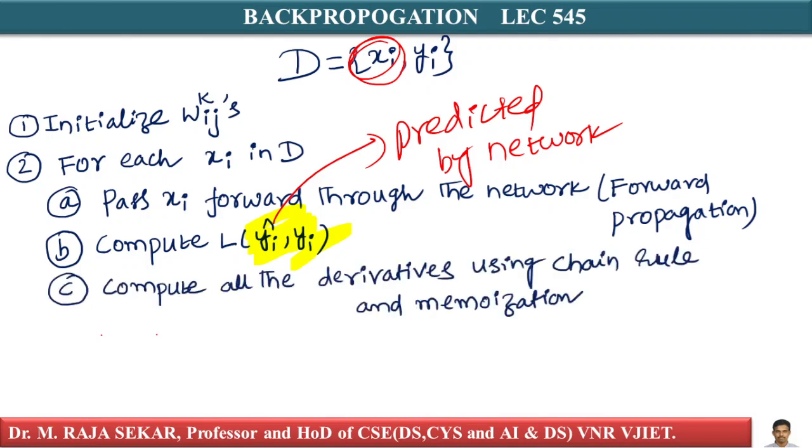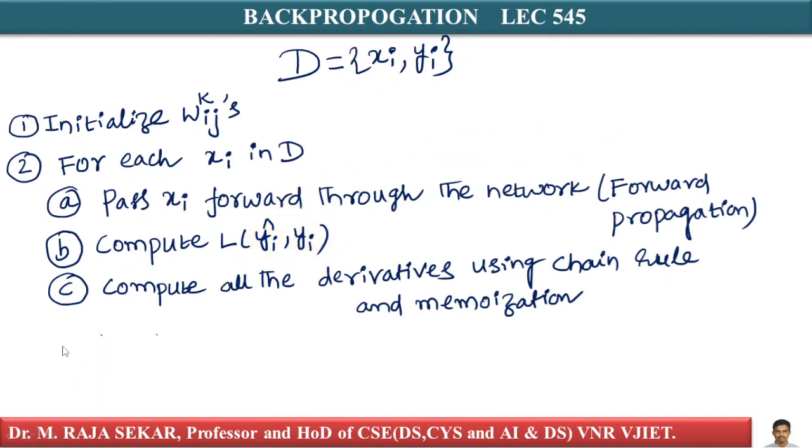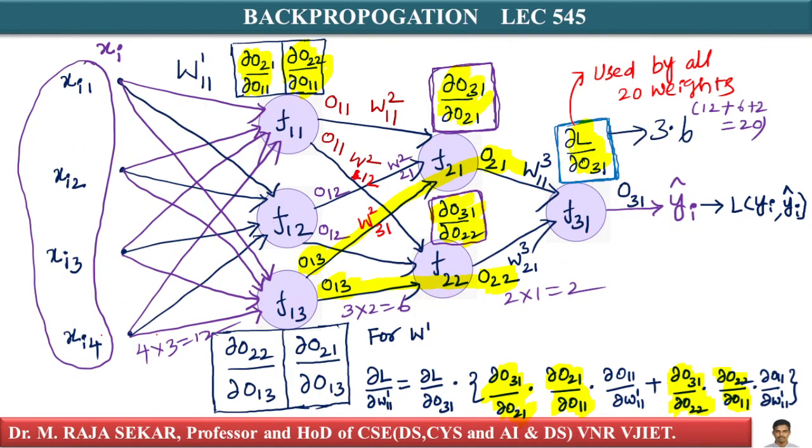What is step number C? You can compute all the derivatives using the chain rule and memoization, as we discussed in the previous lecture. How can I calculate all of the derivatives? I discussed it in my previous lecture. This slide I collected from my previous lecture. We know how to calculate all of these derivatives.